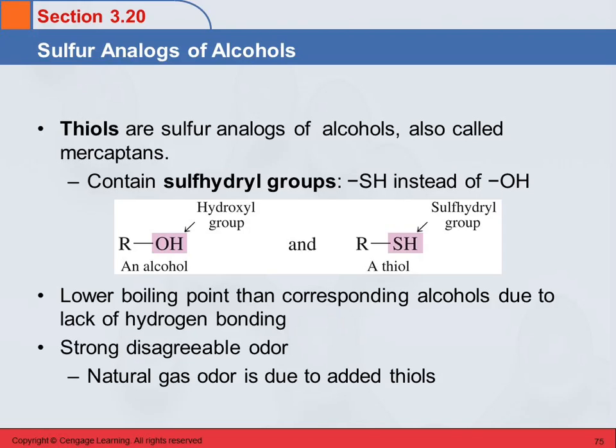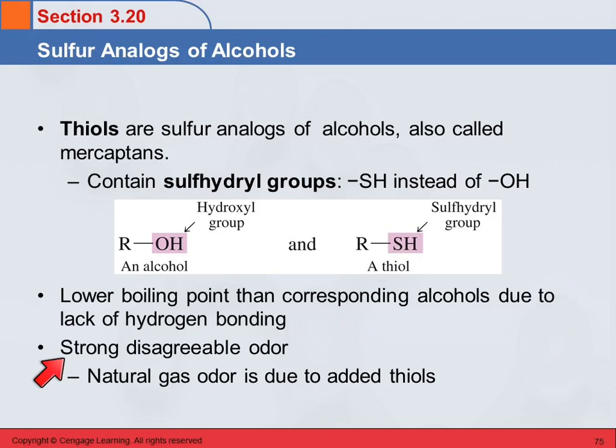These are going to have a lower boiling point because a thiol with a sulfur in there cannot undergo any hydrogen bonding, because you have to have oxygen, fluorine, or nitrogen for hydrogen bonding. So no hydrogen bonding with the thiols. Lower boiling point. Thiols, almost all of them, have a very strong and very disagreeable odor.